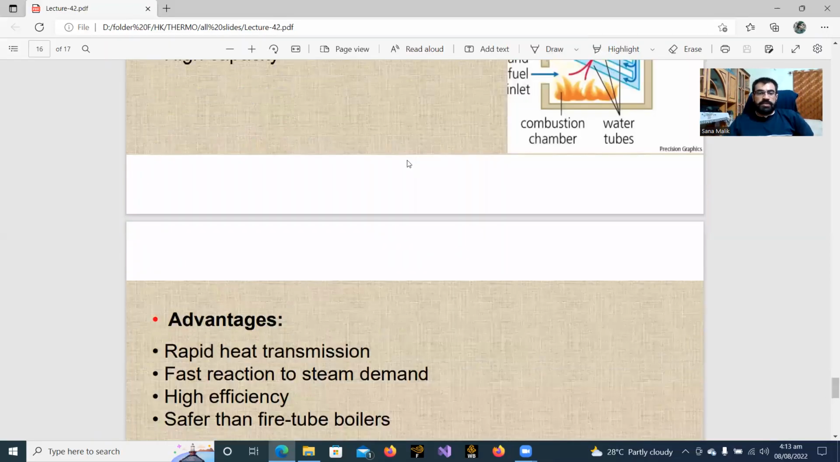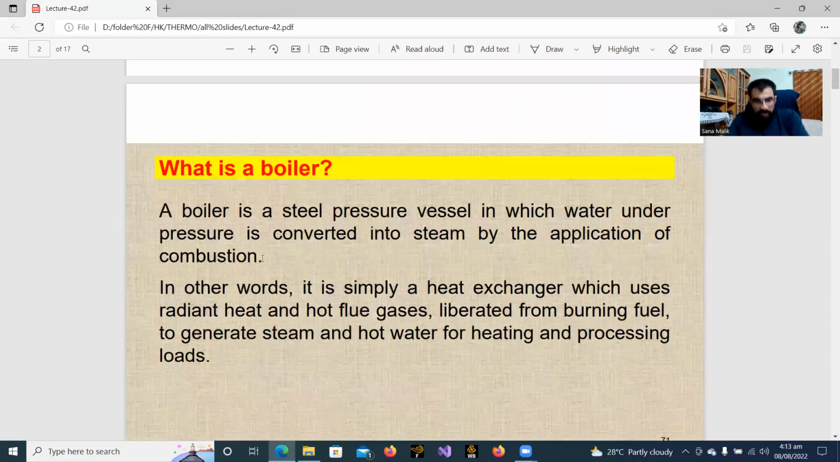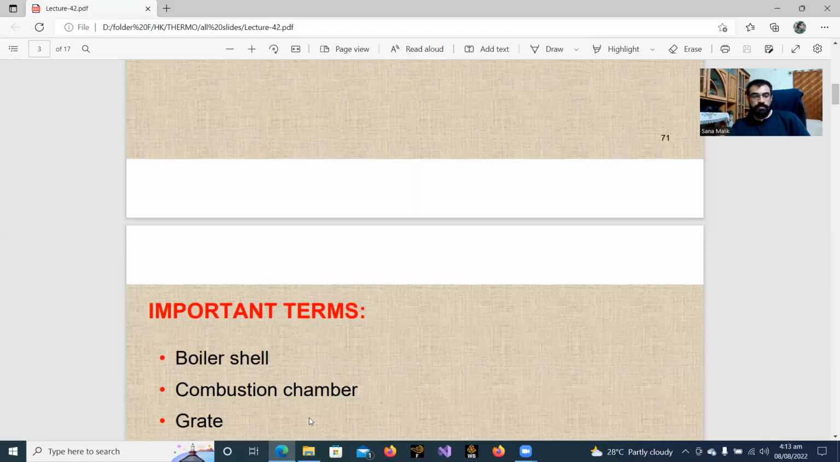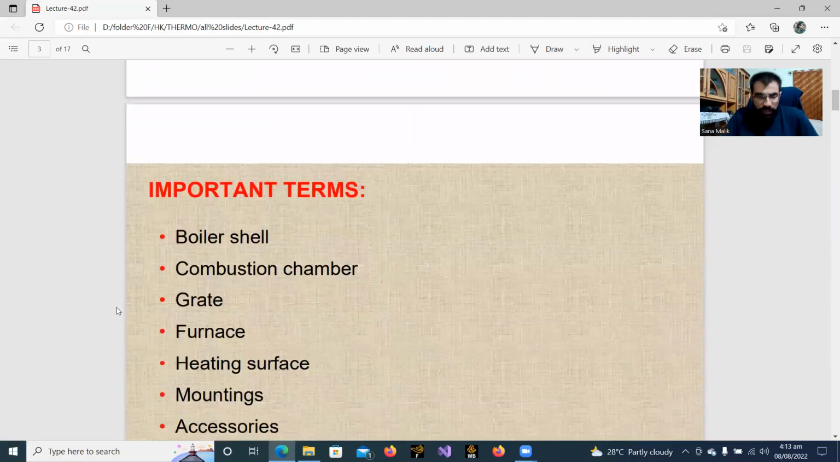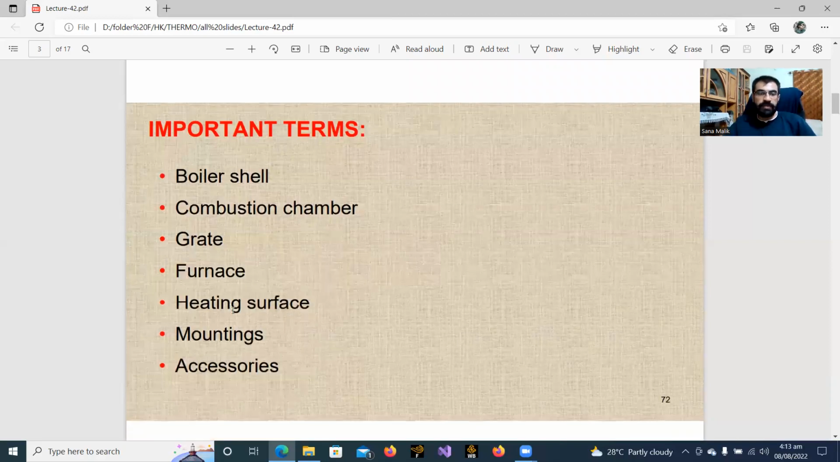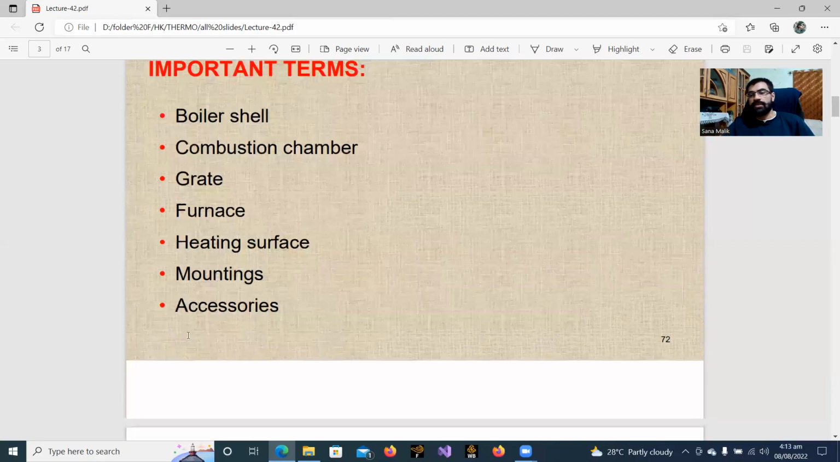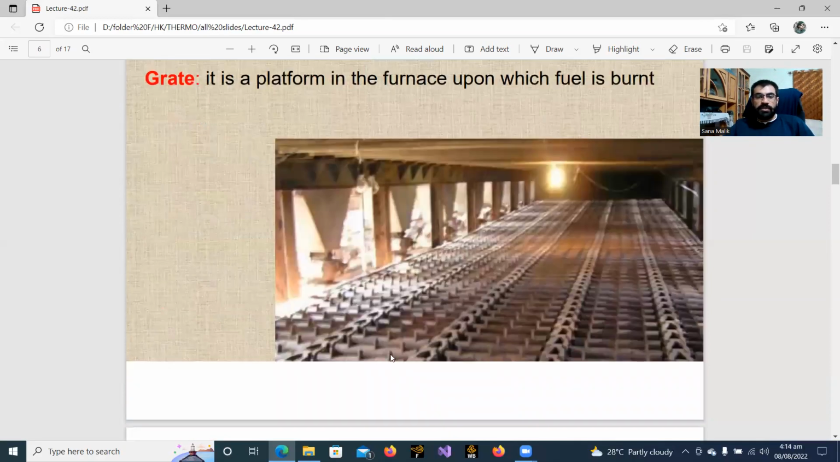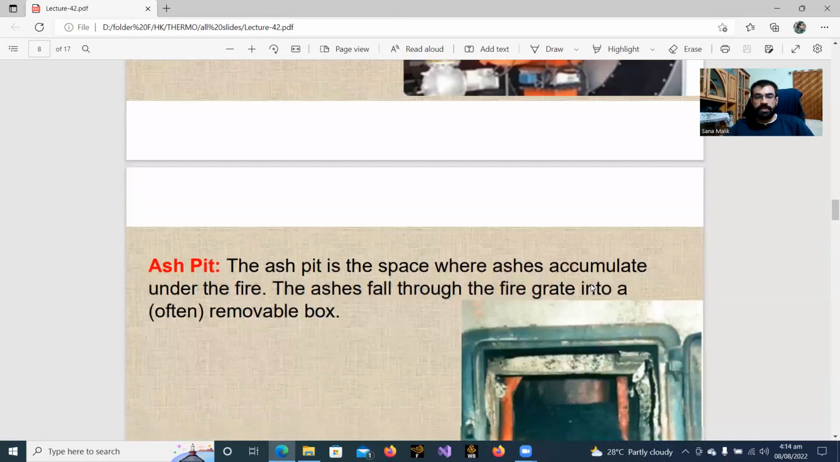So the last topic is about the boiler. A boiler is a pressure vessel which is used to supply steam for power generation and other purposes like heating. Its basic parts are the boiler shell, the combustion chamber where combustion takes place, a grate where fuel is burned, a furnace to supply the heat, heating surfaces, mountings and accessories like pressure gauges and safety valves. There is also a burner, basically like a stove, and an ash pit where ash is collected.